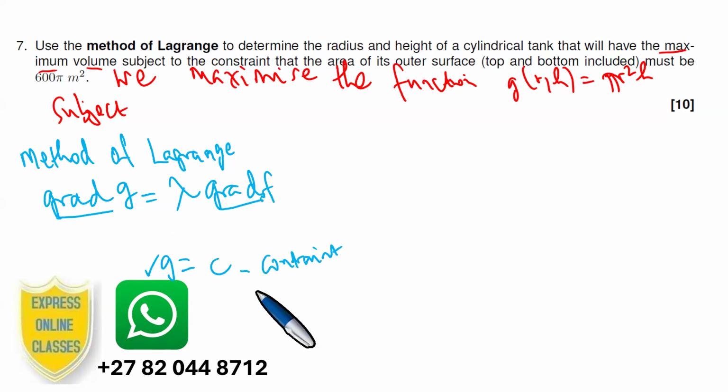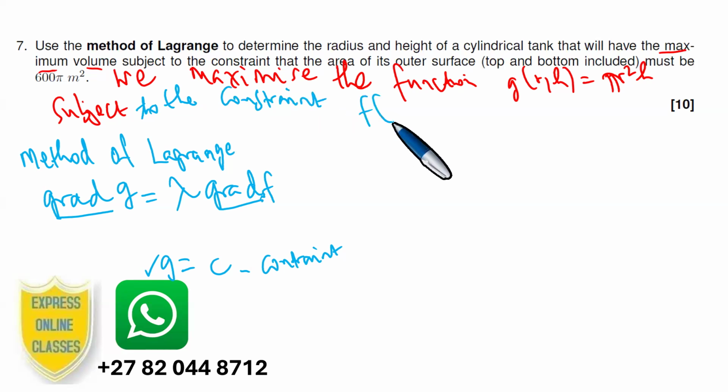So you're going to establish a function g, which is the constraint, and then the function that we need to minimize or maximize, whatever is necessary. Okay, right. So at this point, we maximize the function, right, subject to the constraint. Right, subject to the constraint.